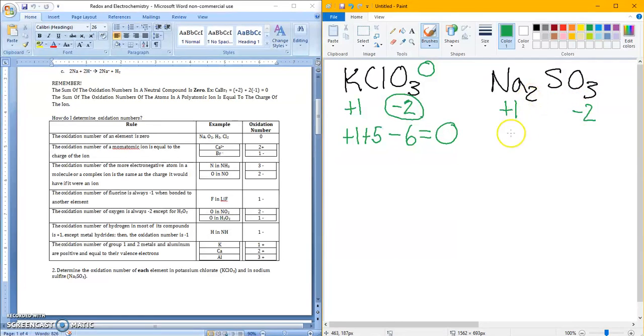So 1 times 2 is +2 total charge. Oxygen would be a -6 again. Again, there is no charge, so I know it has to equal 0. So my sulfur must be a +4 charge, because +2 plus +4 minus 6 is equal to 0. So the charges are the oxidation numbers for my atoms. Sodium is +1, sulfur is +4, and oxygen is -2. All right, let's move on.